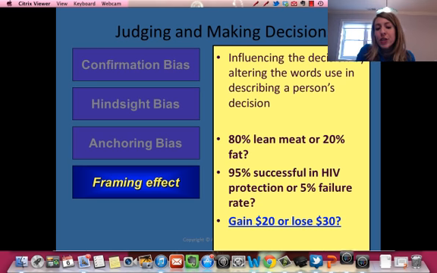Now, I want you to think to yourself, would you rather gain $20 or lose $30? Think about it, and I'll tell you the answer in class.